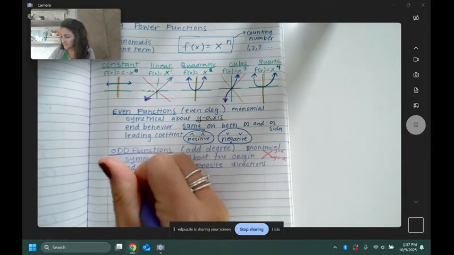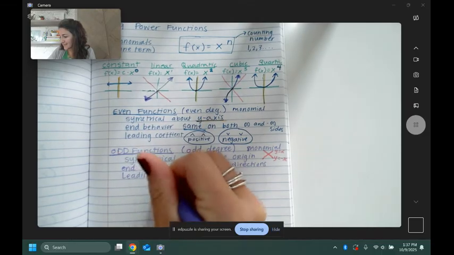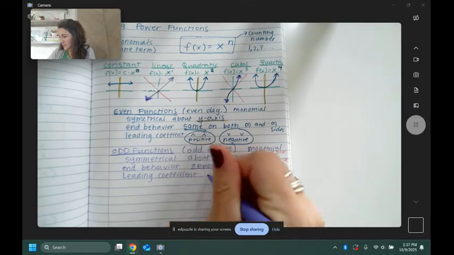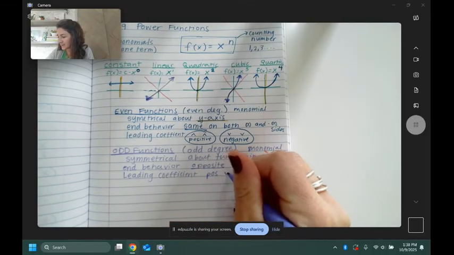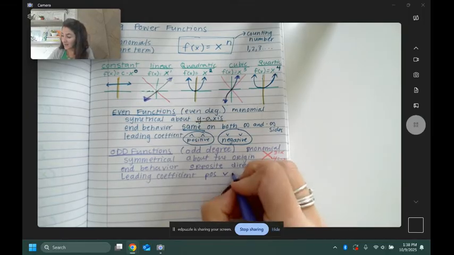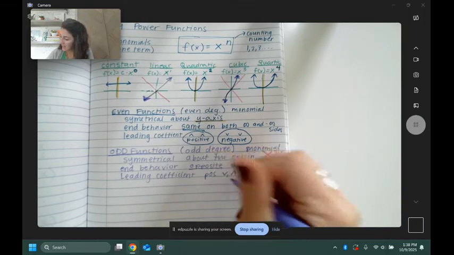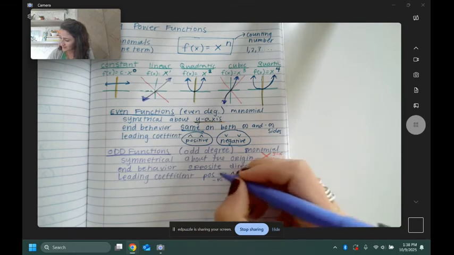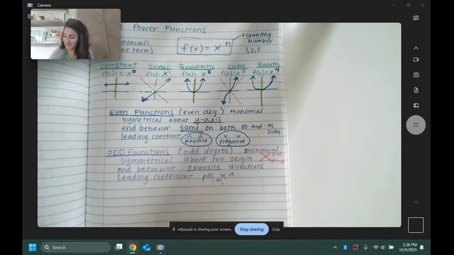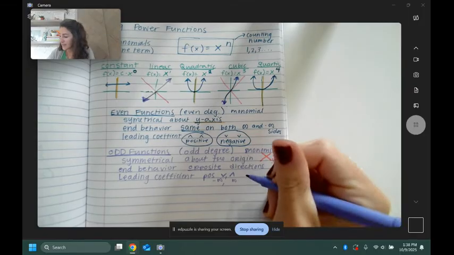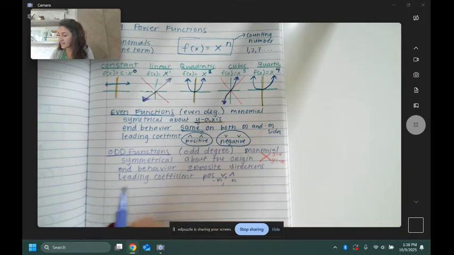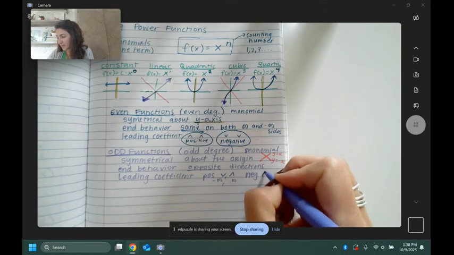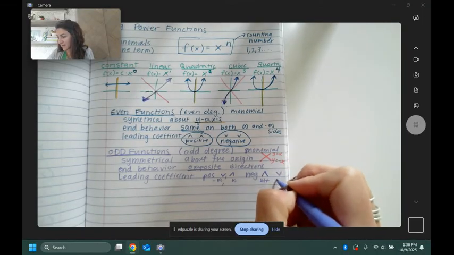So if the leading coefficient is positive, it's going to be down on the left side, up on the right side, like from negative infinity on the left side and positive infinity on the right. And if the leading coefficient is negative, it's just going to be flipped. It's going up on the left side, down on the right side.